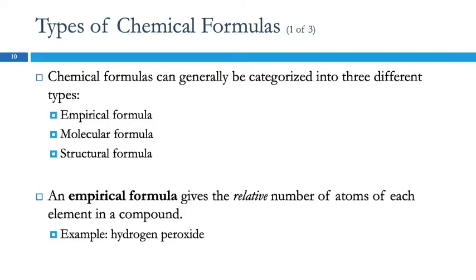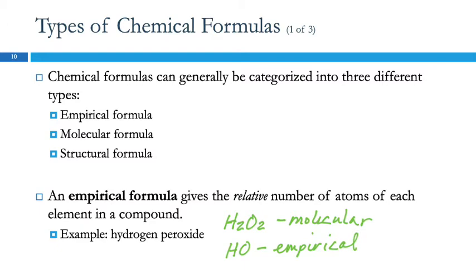There are different types of chemical formulas. An empirical formula just gives us the relative number of atoms. So, for example, hydrogen peroxide, its molecular formula is H2O2. That's its regular formula. But the empirical formula is just the ratio. So if we think of this 2 to 2 as a ratio, that could be simplified to 1 to 1, right? So HO would be the empirical formula. And empirical just means derived from experiment.